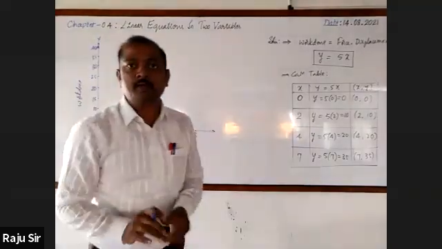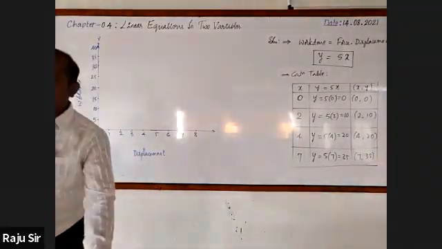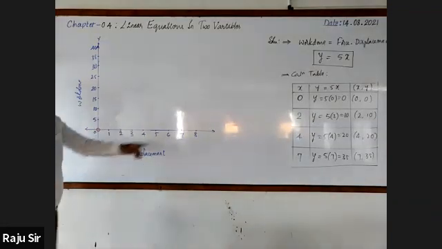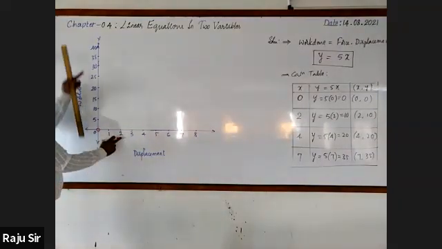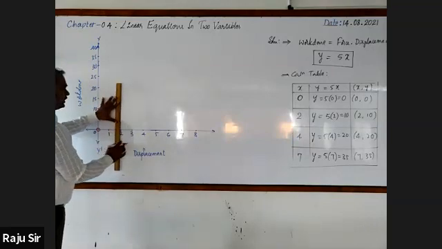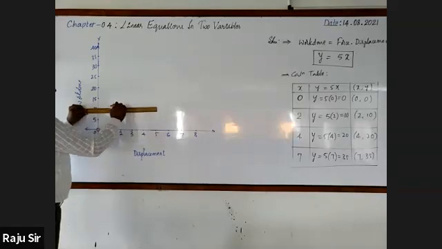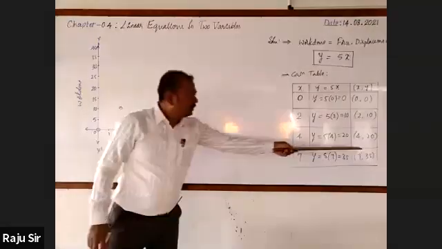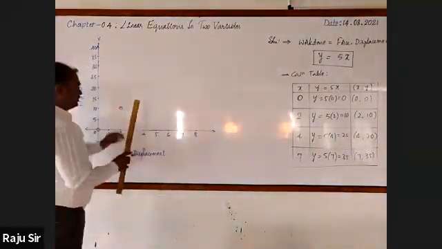Now let us go for marking. First, 0, 0. Next, 2, 10. Here it is 2 and 10 is here. When the displacement is 2, work done will be 10 units. That can be marked here. Next, when displacement is 4, work done will be 20 units.